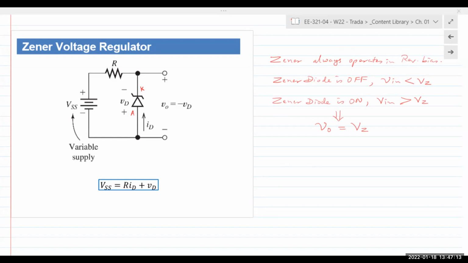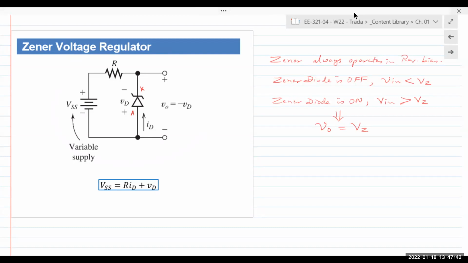This circuit right here is the simplest of circuits. We have a voltage source that has variable output, a Zener diode VZ, and a resistor R. That resistor R's job is simply to limit the current that's flowing through the circuit, right? If you don't have a resistor in a circuit, current would be infinite. So you always have a current limiting resistor.